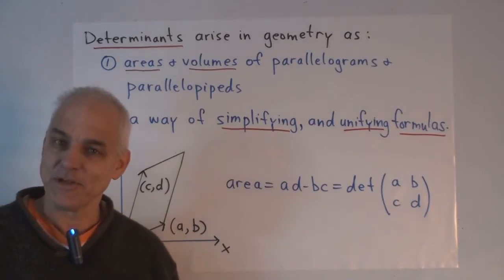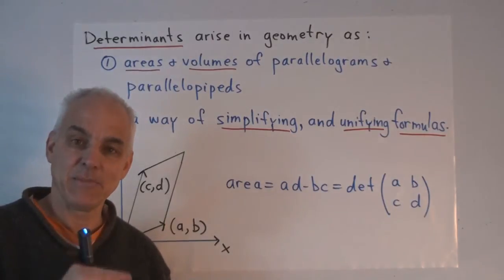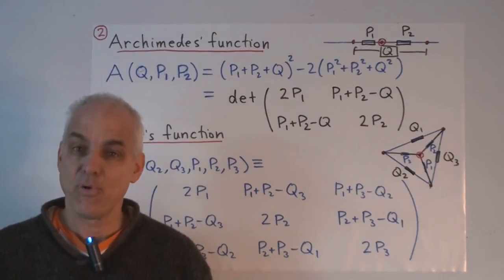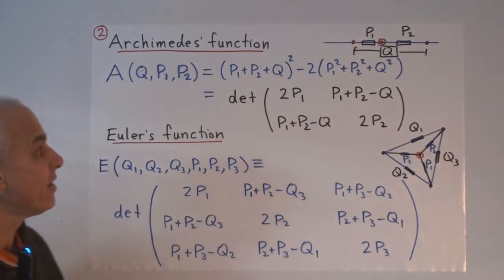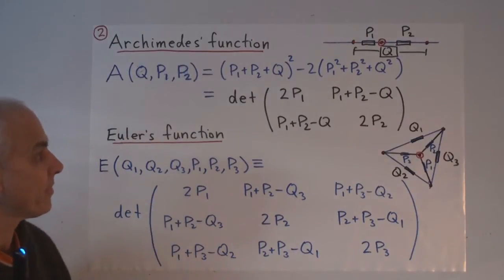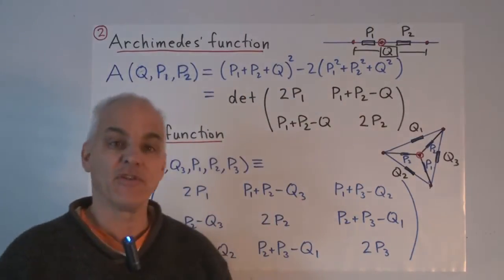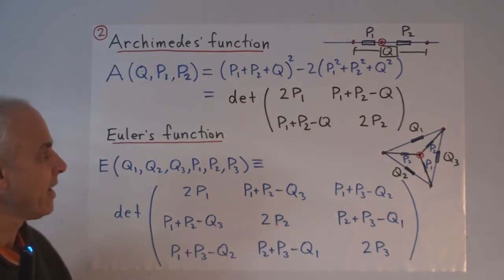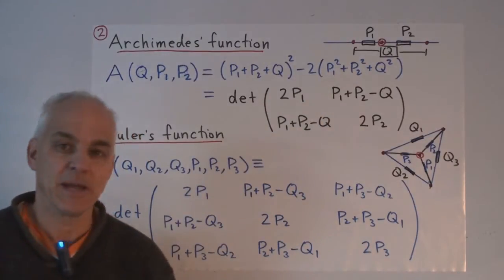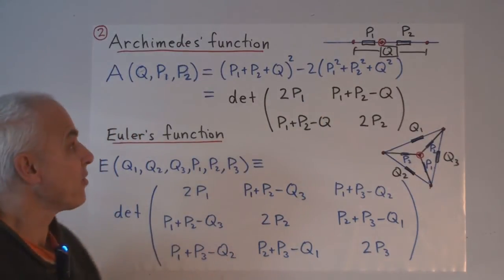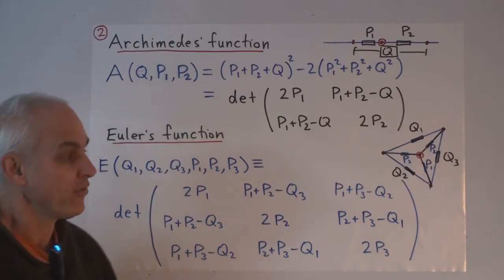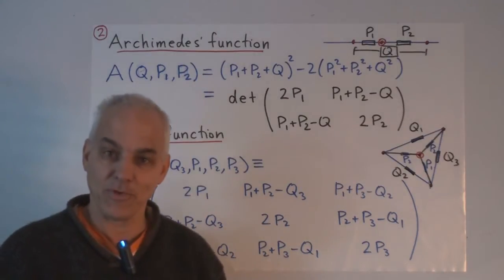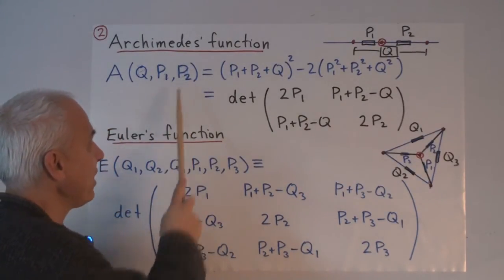The other way that determinants appear in geometry is as a simplifying and unifying ingredient in formulas. A very important expression in rational trigonometry is Archimedes' function, which is what you get when you take the difference between the left and the right-hand side of the triple quad formula. This expression is also 16 times the square of the area of a triangle with quadrances Q, P1, and P2. So usually I write Q1, Q2, and Q3 in discussing the triple quad formula. Here there's a Q and a P1 and a P2.